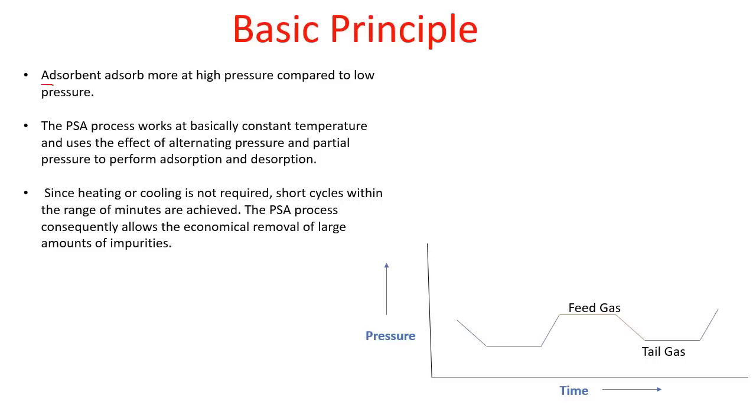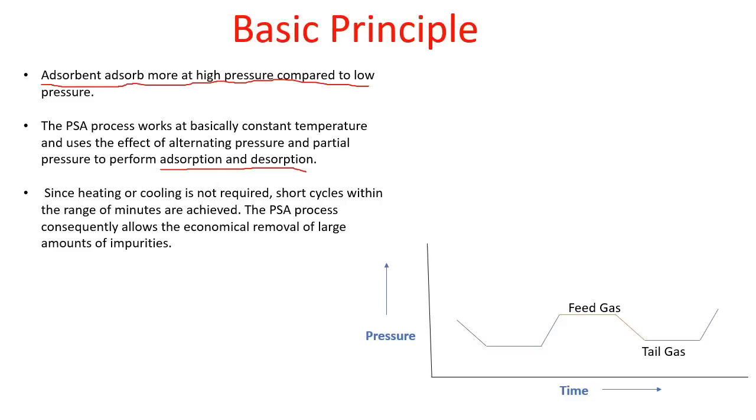Now, another thing about the adsorbent process is adsorbents adsorb more at high pressure compared to low pressure. So PSA process uses this technique. So PSA process basically works at constant temperature and uses the effect of alternating pressure and the partial pressure to perform the adsorption and desorption, right? Because you have a bed, right? Once the impurities get adsorbed into the bed, you need to regenerate the bed so that it can adsorb the next batch of the feed gas and impurities.